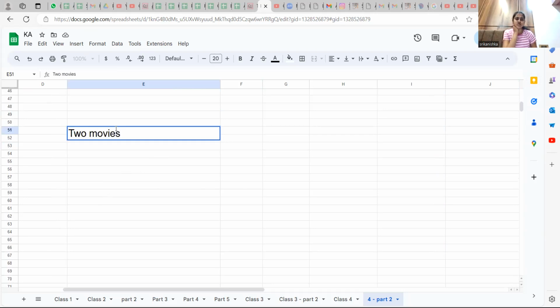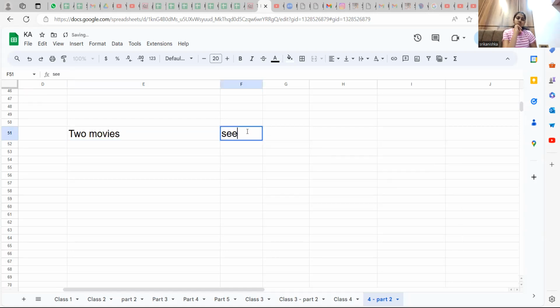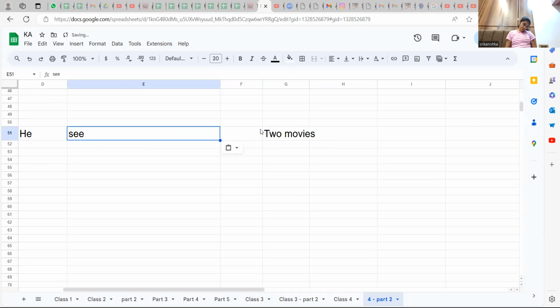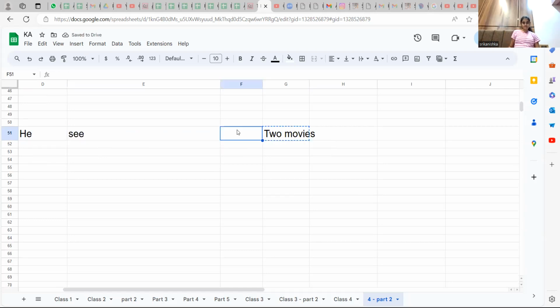Two movies. The word I'm going to give is see. He. Go with this: he is one subject, two movies are the object, see is the verb. Now give me this.